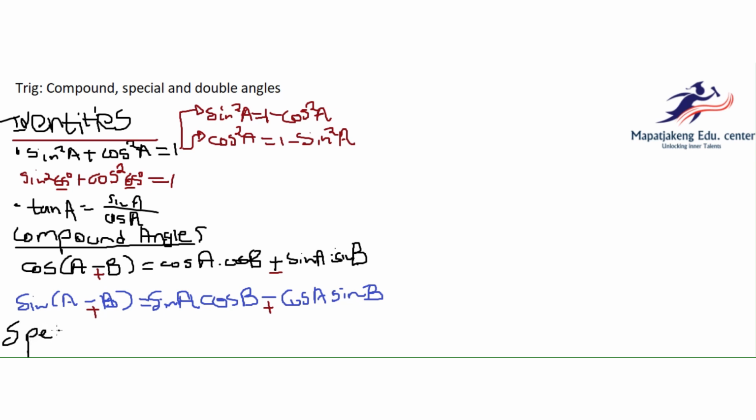Special angles just mean that if you press them on your calculator with one of the trig ratios, they give you a special answer. Those angles are 0, 30 degrees, 45 degrees, 60 degrees, and 90 degrees.